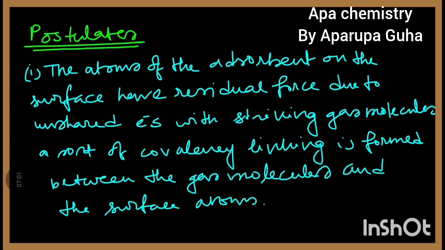Okay. So the atoms of the adsorbent on the surface have residual force due to unshared electrons with striking gas molecules. Unshared electrons mean they have some pole. When unshared electrons are there, there is an electron density, which is called a pole, negative or partial negative charge. So they act as a pole. When gas molecules strike the surface, they interact and make the surface coverage.